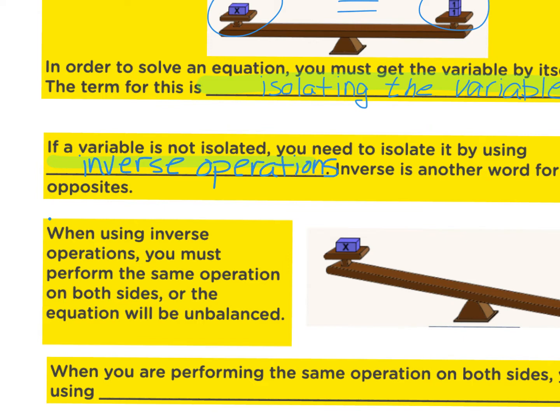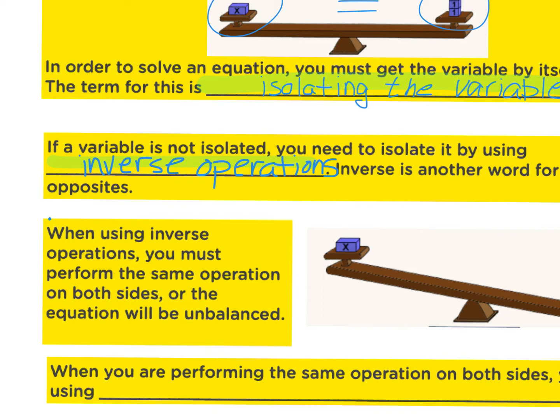Inverse is another word for opposite. So if the equation has addition in it, you're going to use subtraction to get rid of what's with it. If the equation has multiplication in it, you're going to use division. You're going to use the opposite to undo that equation. Don't worry, we're going to do actual examples in a minute, but right now we're just getting the terminology down.